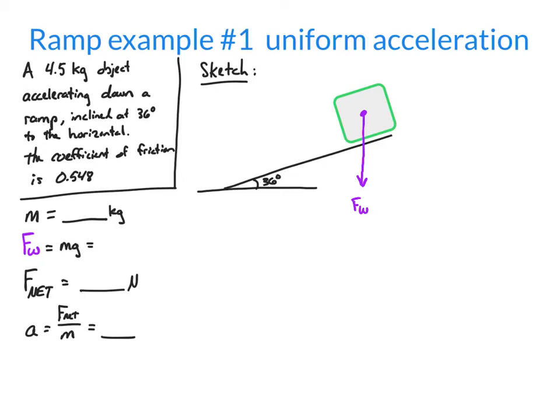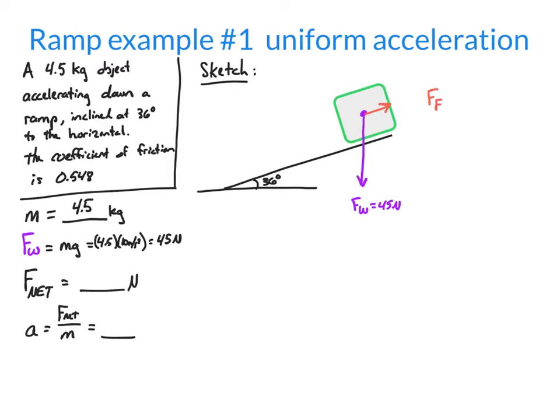And we can find the weight force because it's given us the mass. Mass is 4.5 kilograms, and weight is always the mass times 9.8, or in this case, we'll use 10 meters per second squared for the acceleration of gravity. So we know that the weight force is 45 newtons straight down. However, the ramp is at an angle, so we can't use that to help us find the normal force.